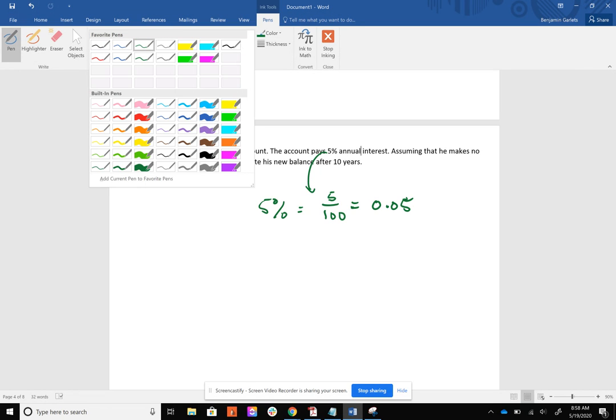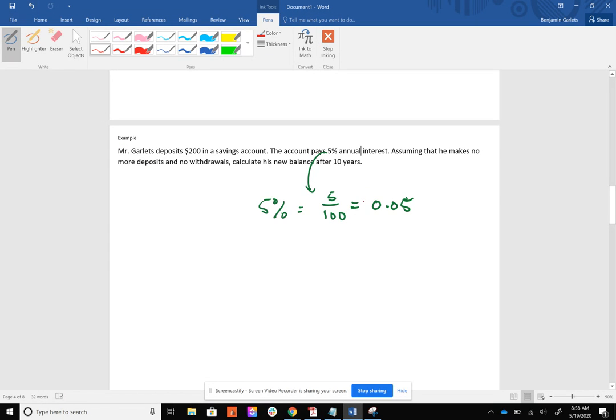Okay, so those are things that are going to be really important. We're going to stick with the decimal version of it. So whenever you see 0.05, you should know that that means percent. And then annual, meaning yearly. So every year this happens. Assuming that I make no more deposits and no withdrawals, meaning I don't put any more money in, I don't take any more money out. This specific example is saying how much could I get back after 10 years?